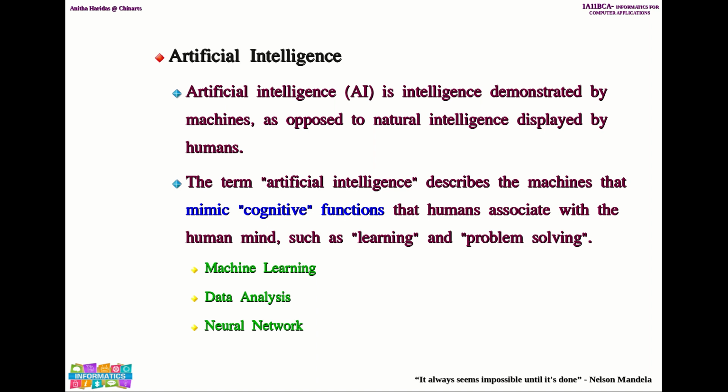Cognitive functions are the brain functions that humans associate with the human mind, such as the learning process as well as problem solving skills. These are the two cognitive functions that we are going to incorporate into machines: how to learn and how to solve a problem. This is very much similar to how to think.